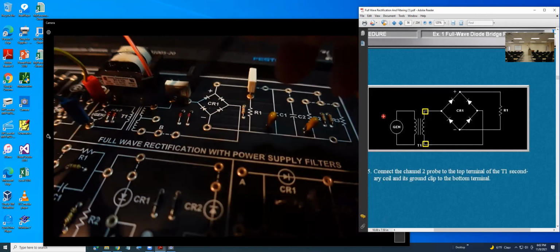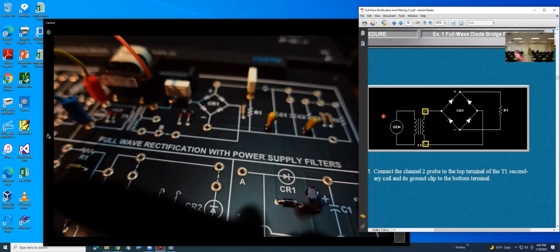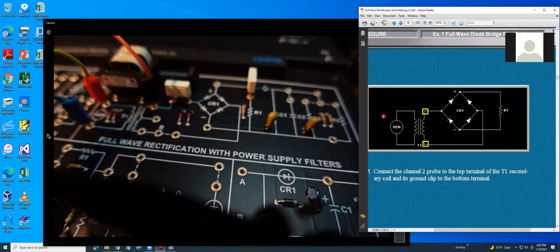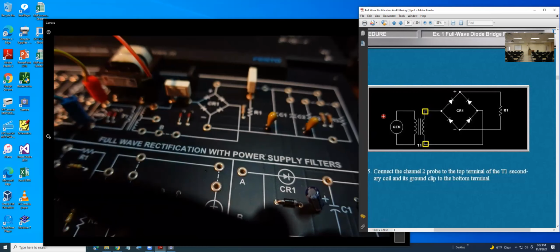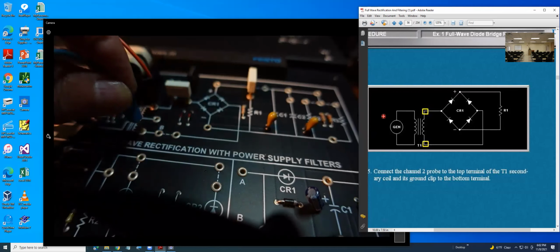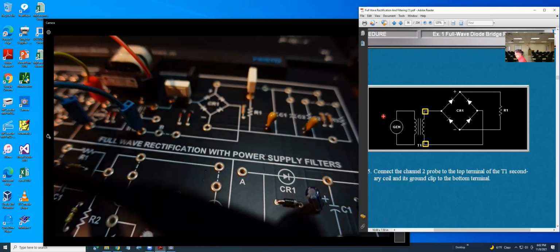And the route, where do they connect the route of channel 2? To the bottom of the secondary transformer. And then you're going to have to put a jumper from B2, and the route clip to the bottom. So now I need another jumper. Connect to the bottom here, and connect to the scope probe channel 2.